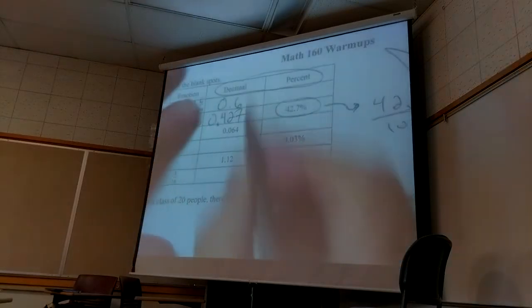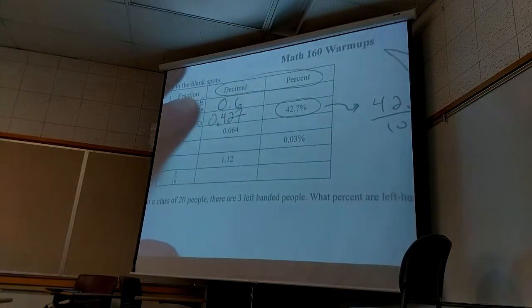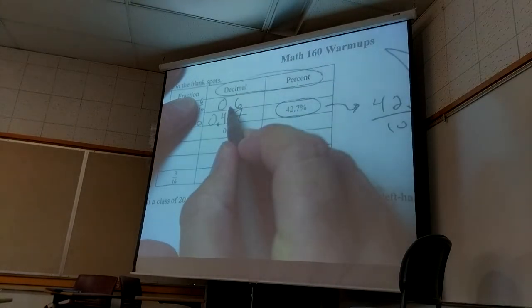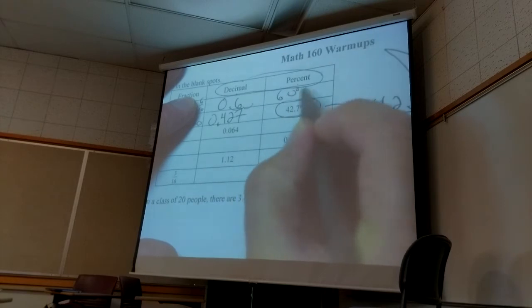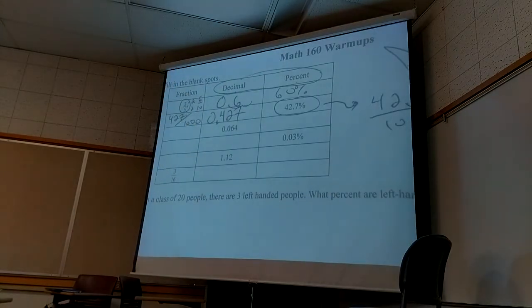Now, how do I change from decimal to percent? I move the decimal once, twice, so that's 60%. The percent number is always bigger than the decimal number. That's a quick check you can do.